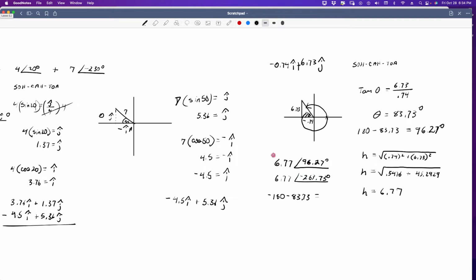So either one of those is correct. Typically, this is the one I want. If the directions say give the negative degree version, then you would put this. Okay.